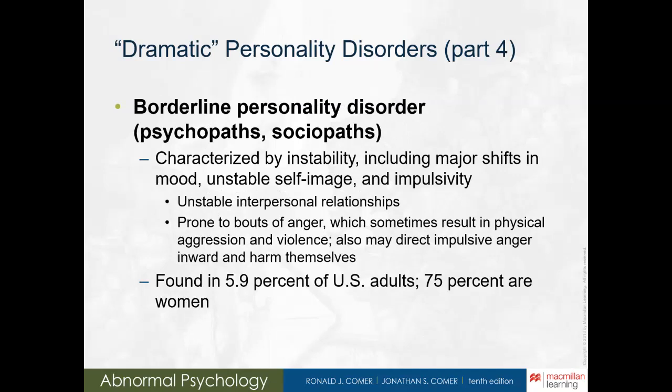Now we look at borderline personality disorder. There's a number of psychopaths and sociopaths who also have BPD. And this is characterized by instability, including major shifts in mood, unstable self image, and high impulsivity. They typically have unstable interpersonal relationships and are prone to bouts of anger, which sometimes can result in physical aggression and violence. They may also direct impulsive anger inwards and harm themselves.